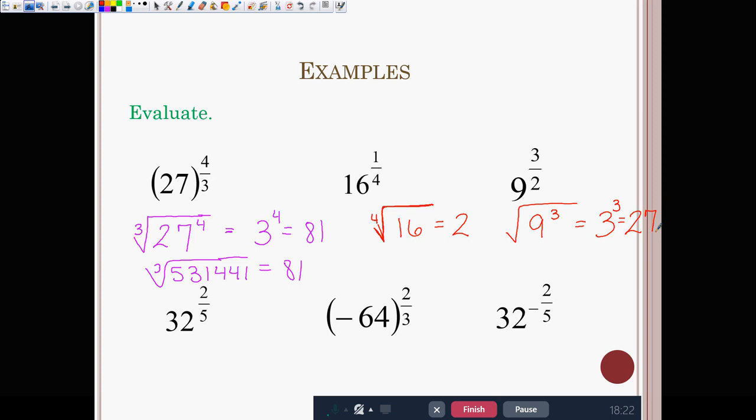Okay, so I need to take my number and I'm going to turn it into a root. So I'm going to have 32. And then what is my exponent? 2. And what is my index? Okay, so what is the 5th root of 32? And then what is 2 squared?